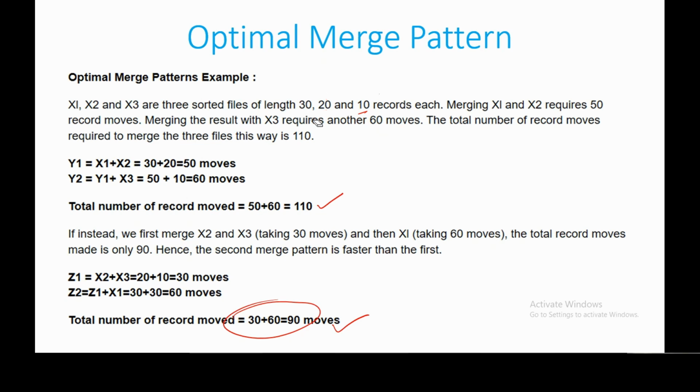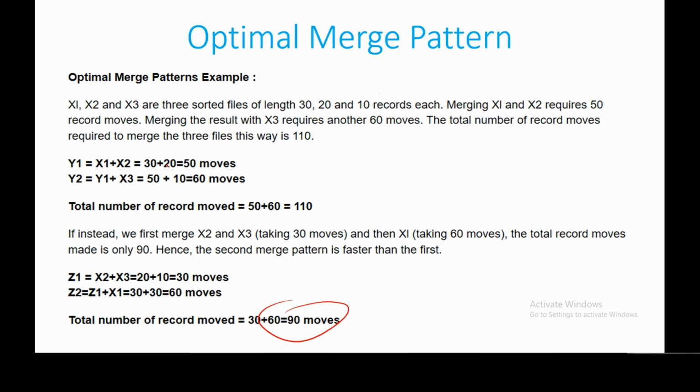So the problem is we are given n number of files, and we need to merge all the files in a way that the number of moves will be minimum. How can that be possible? We apply the greedy approach here. In every stage, while selecting the files to merge, which files do we need to select?